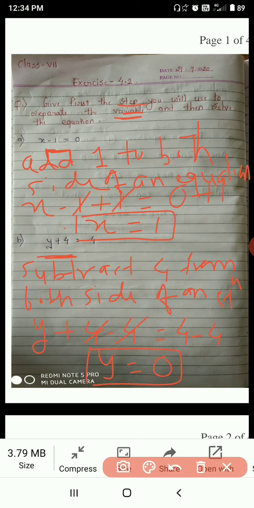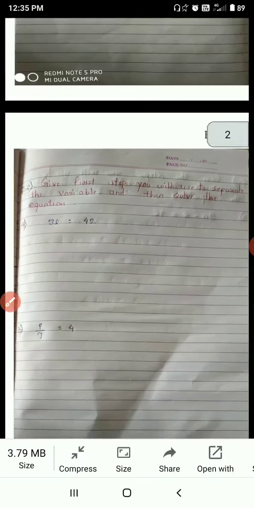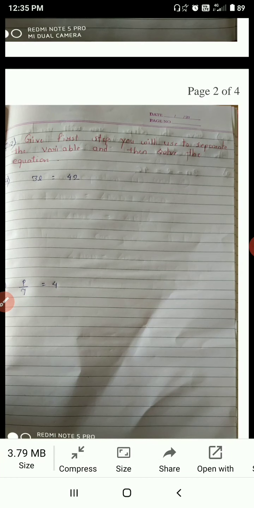Now remember, all the time the question is saying to give the step. So you have to write a step first before solving the question. As I have written here, add 1 to both sides of an equation. Here, subtract 4 from both sides of an equation. This is your step. Okay. Now move on to the next question. Question number 2. Again it says give first the step you will use to separate the variable and then solve the equation. Here again you have to write the step.